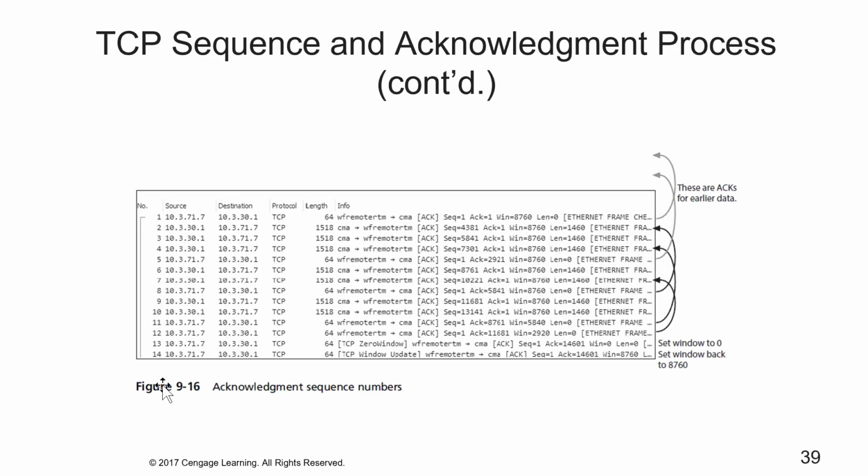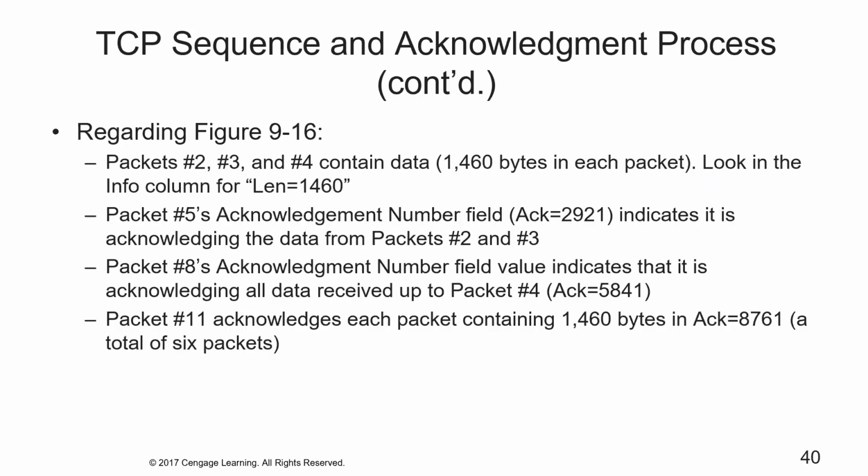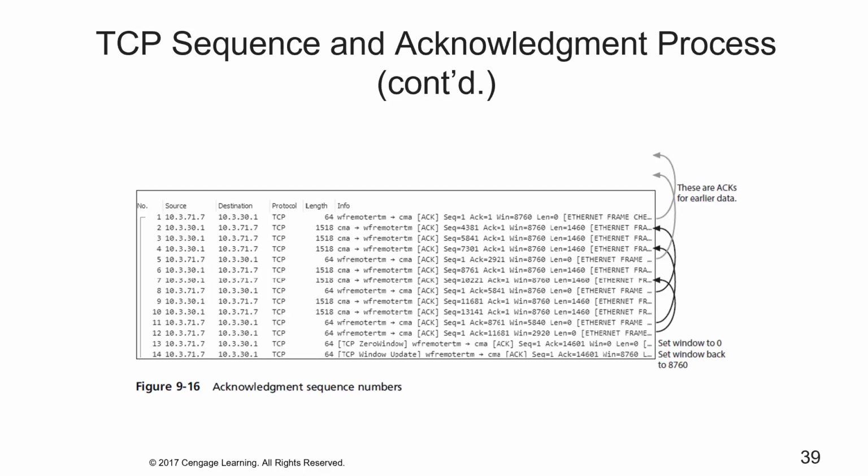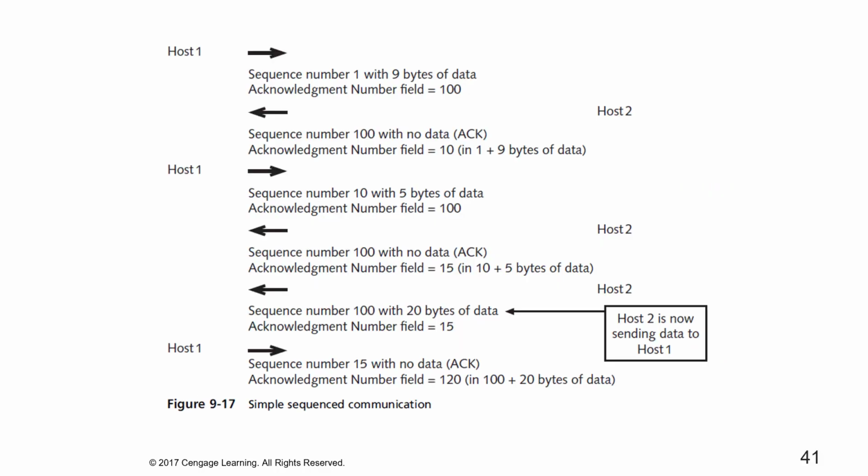Here's an example of acknowledgement sequence numbers. This basically walks through the very simple math that's used; if you want, go back to the previous slide here. And here's, again, an example of a sequence communication using those increments based on the size of the data.